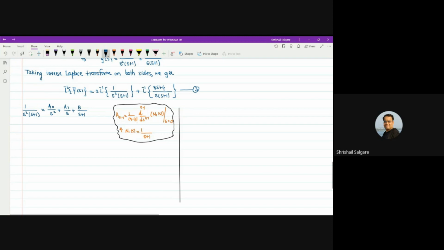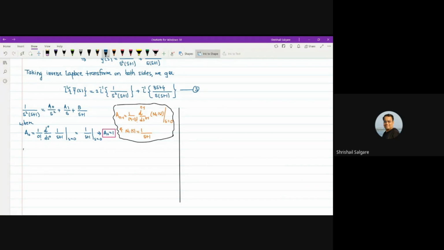Now, where the constants are given by, A naught is given by 1 upon 0 factorial into the 0th derivative. N1 of s is nothing but 1 upon s plus 1, and the value of this function at s equal to 0. So this becomes simply 1 upon 1 at s equal to 0. So this implies A naught is equal to 1. Is it right? You have to put s is equal to 0.